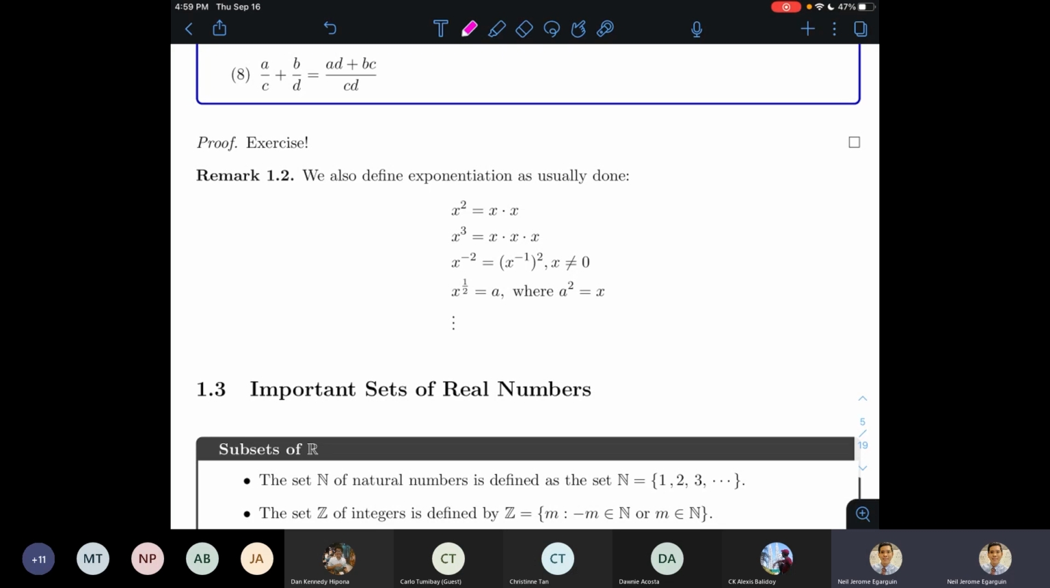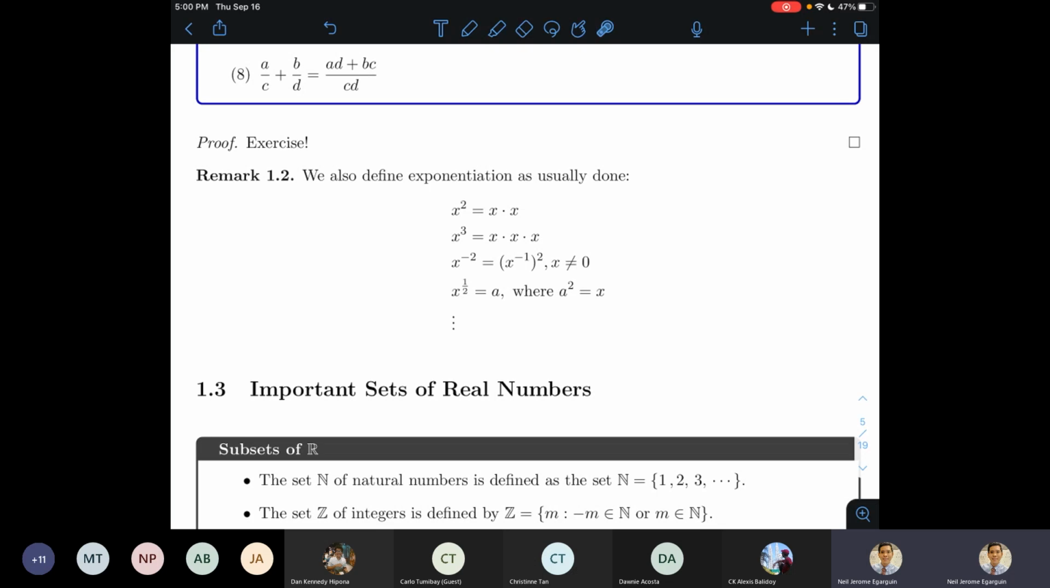Remark 1.2 simply defines exponentiation as what we have done before. If you have a positive integer as an exponent, it will just tell us how many times we want to multiply a real number to itself. So x squared is multiplying x to itself 2 times. X cubed is x times x times x, and so on.